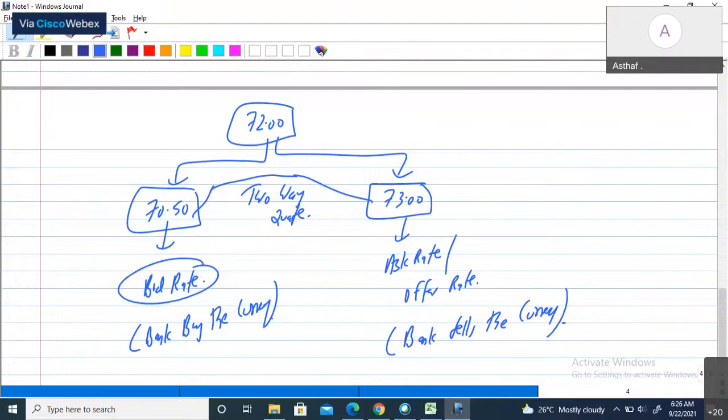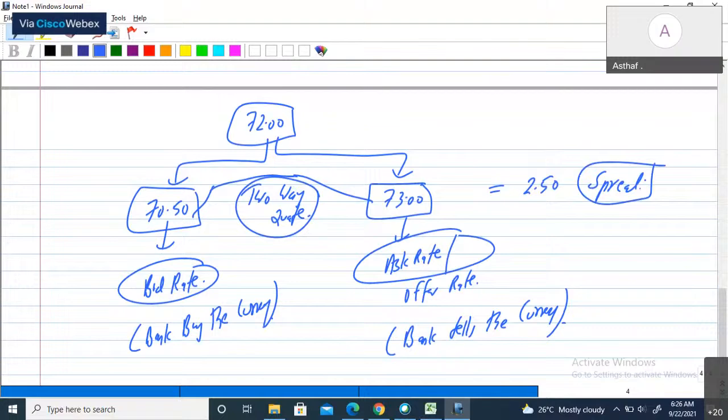So there will be two rates, bid rate and ask rate. This ask rate is also called offer rate. So we have bid rate, we have offer rate. This is what is called a two-way quote. The difference between these, you have 70.5 and you have 73, we call it as spread. So 2.5 is the spread in this question.